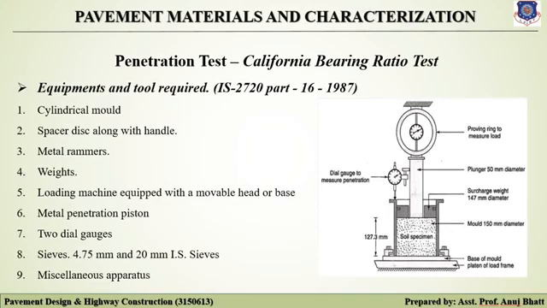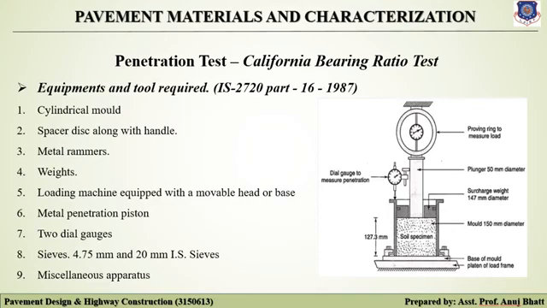Next, we need a set of sieves, that is 4.75 mm and 20 mm IS sieve, and a few miscellaneous apparatus such as a mixing bowl, straight edge, a scale, soaking tank or a pan, drying oven, filter paper and containers. So these are the equipment and tools which we require during the penetration test called California bearing ratio test.